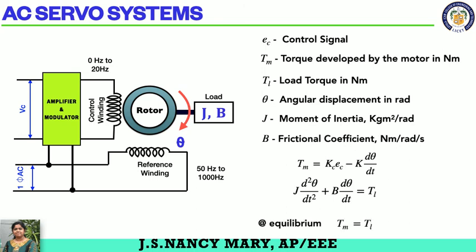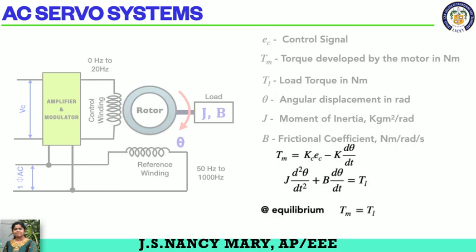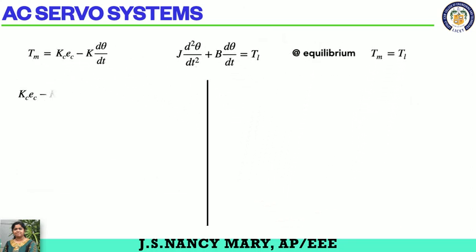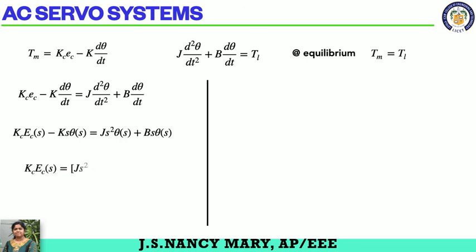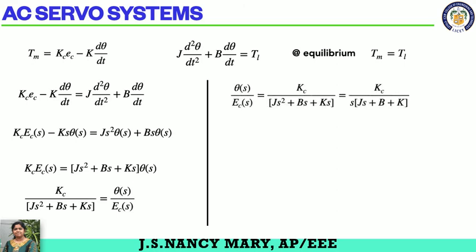So at equilibrium, you need to get motor torque equal to load torque. So having all that in mind, I'm going to equate these two things and I'm going to take my LCM. From this, I could write theta by EC is equal to KC by JS square plus BS plus KS. Okay. So in this, you just take your S outside. So you'll be getting KC by S into B plus K outside. So you'll be getting like this.